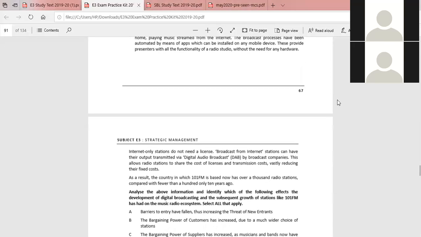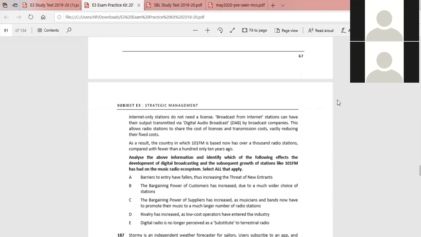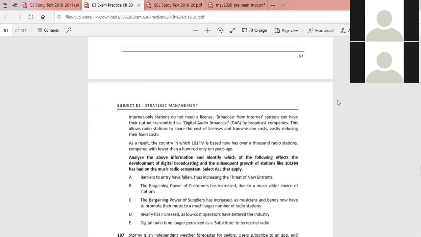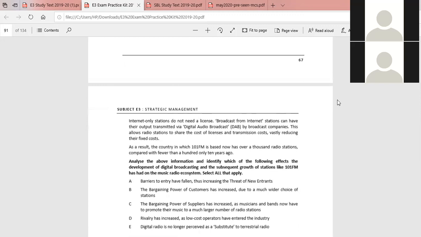Broadcast from internet stations can have their output transmitted via digital audio broadcast by broadcast companies. This allows radio stations to share the cost of license and transmission cost, vastly reducing their fixed costs. So now the entry is eased up, and that is now possible for them. So here the first one talks about barriers to entry have fallen, thus increasing the threat of new entrants.